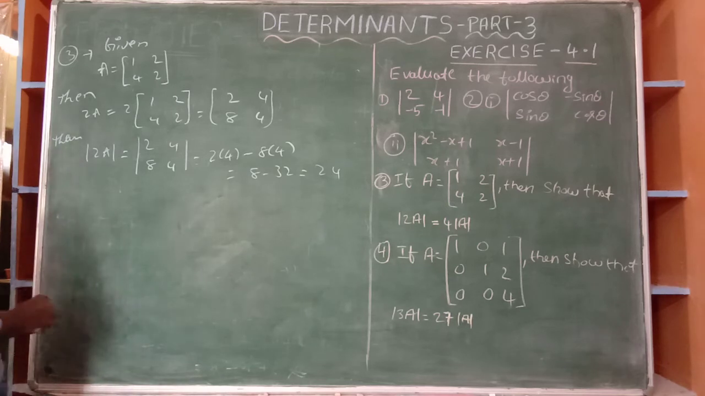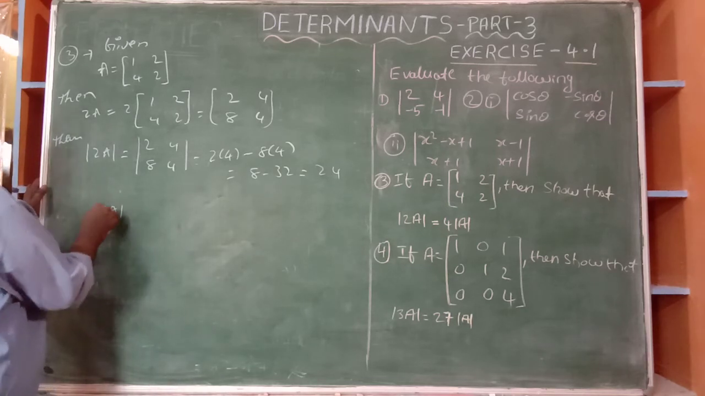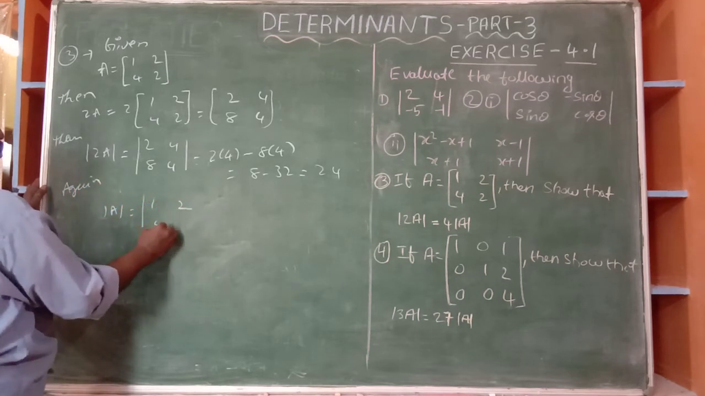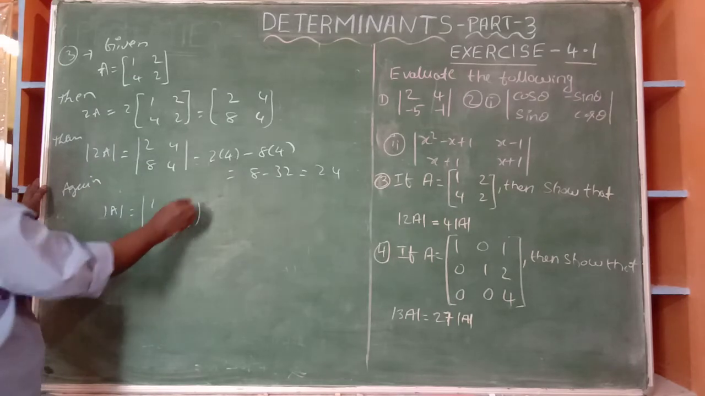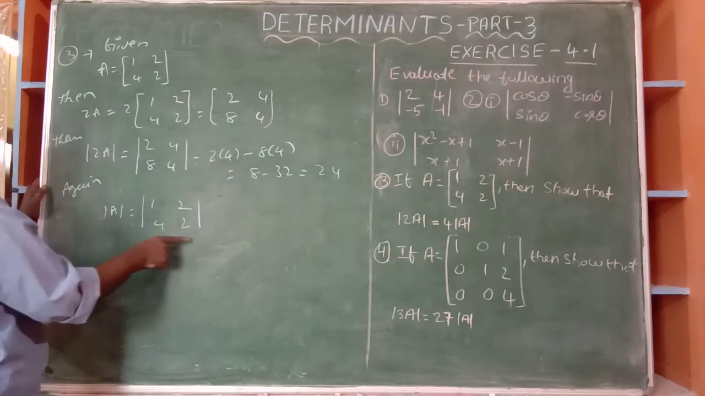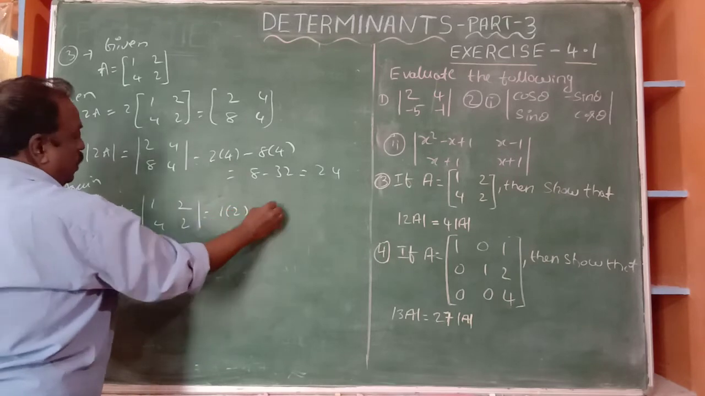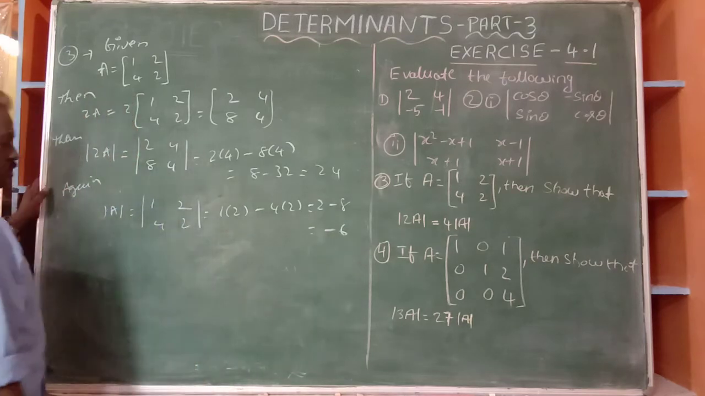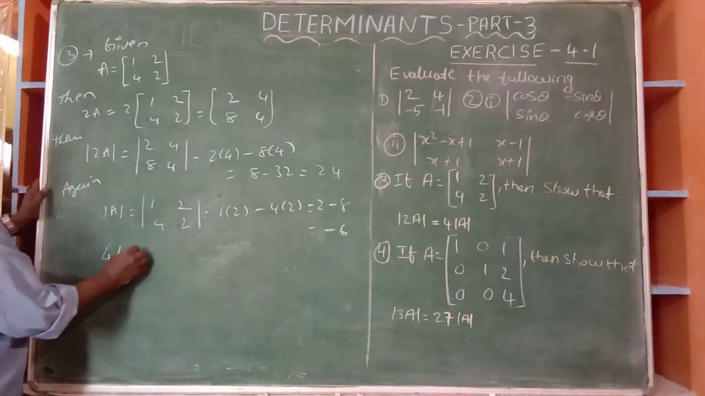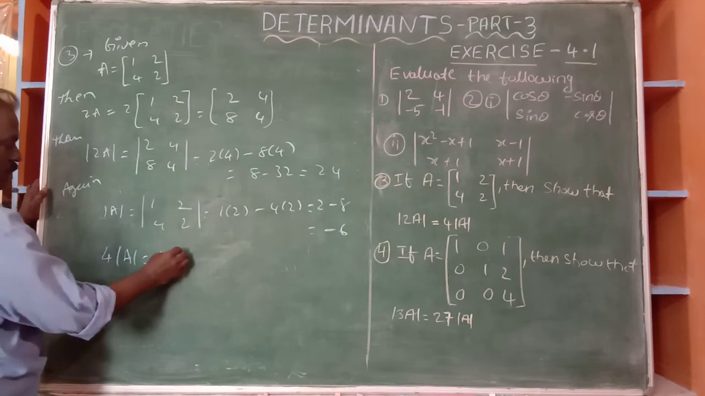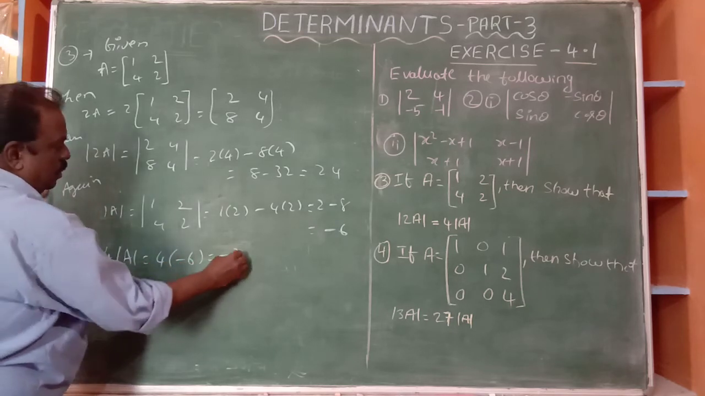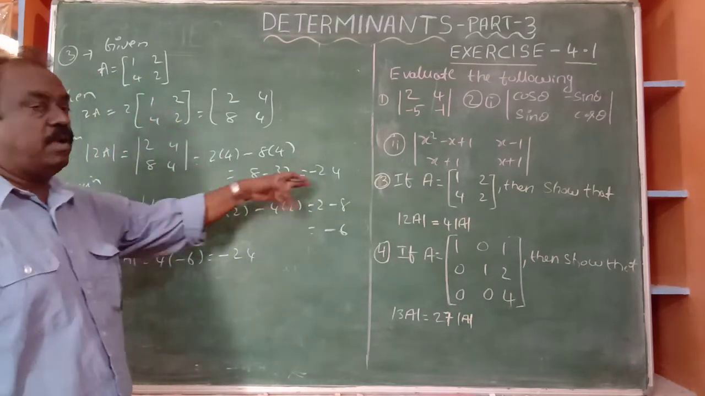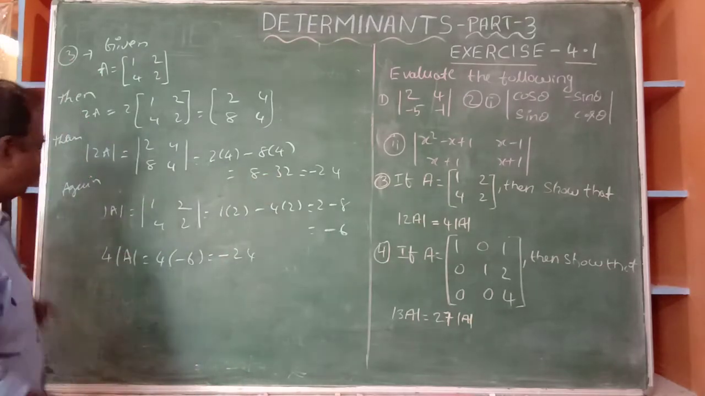Observe. What is det A? Again, we simply take det A, the determinant of [1, 2; 4, 2]. That matrix is taken with the vertical bars notation, which means det A. Here 1 into 2 minus 4 into 2. That is 2 minus 8, equal to minus 6. Then 4 into det A, 4 into minus 6 is equal to minus 24. Here also it is minus 24. 8 minus 32 means minus 24.